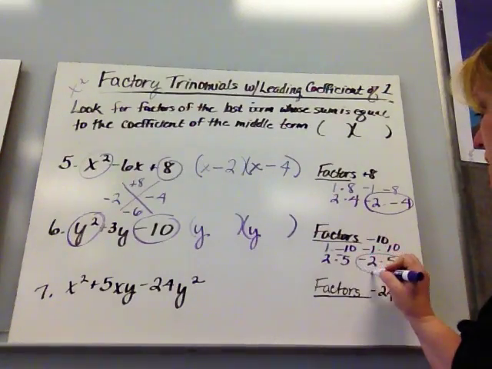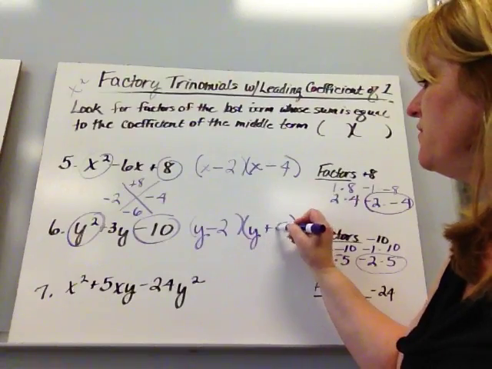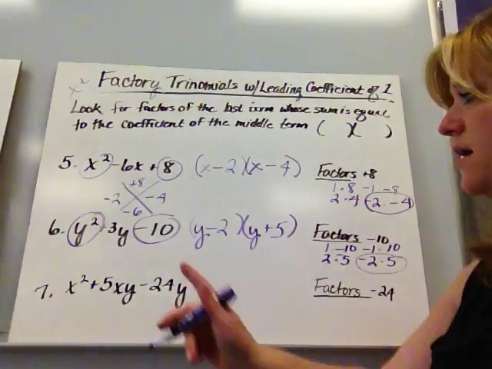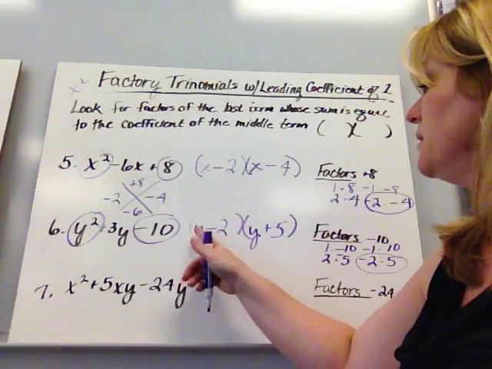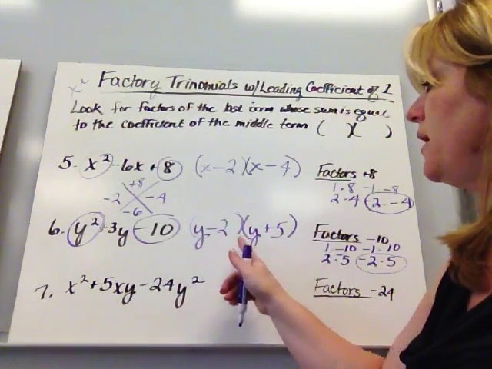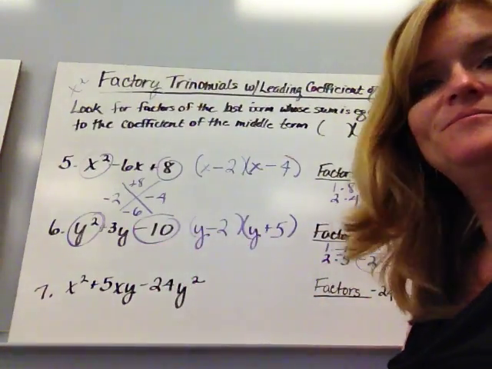And which ones are going to add up to a positive 3? Well, it's going to be these two right here. And so I said, okay, negative 2 times a positive 5. And there I go. I have my negative 10. Now let's try this again. Y squared plus 5y minus 2y. There's my 3y. Negative 2 times a positive 5 is negative 10. We factored it.